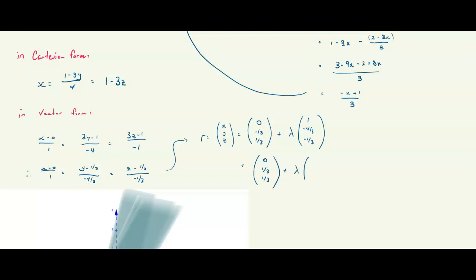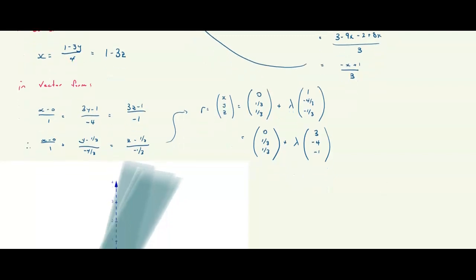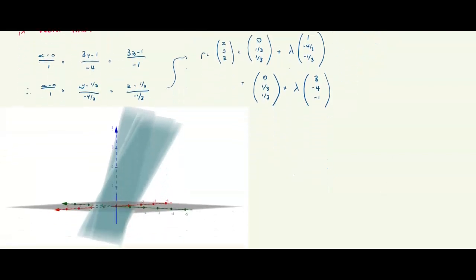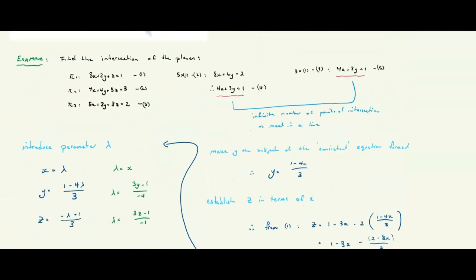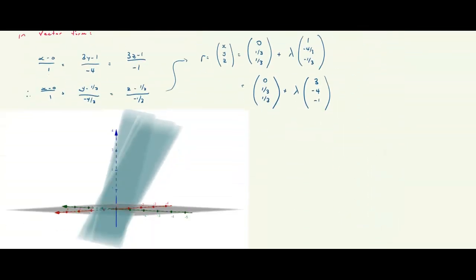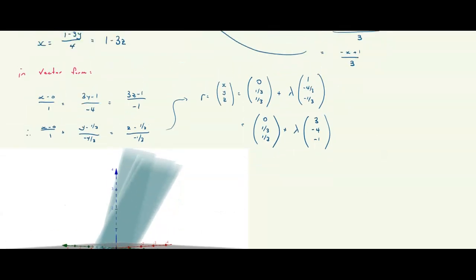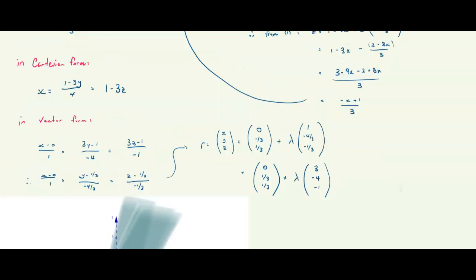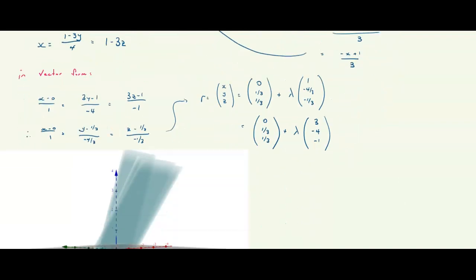And then lambda, we could multiply through by 3 here to get 3, negative 4, negative 1. Okay, so that is a vector equation for the line of intersection. Now, GeoGebra has done the work for me here. There are the 3 planes defined by 1, 2, and 3 up here, and you can see them intersecting in a line that is defined in vector form, in Cartesian form, and in parametric form. So a fairly comprehensive solution to that equation.